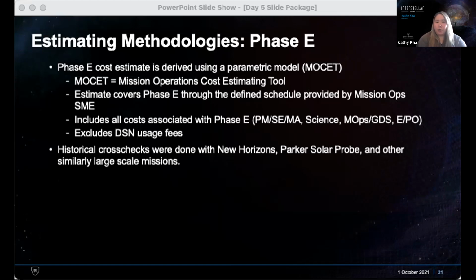We also did historical cross checks with New Horizons, Parker Solar Probe, and other similarly large scale missions. And you'll see in the coming up slides that we did that through doing an average cost per year analysis, since they all have varying lengths of phase E duration, with Interstellar Probe being way up there at 50 years.